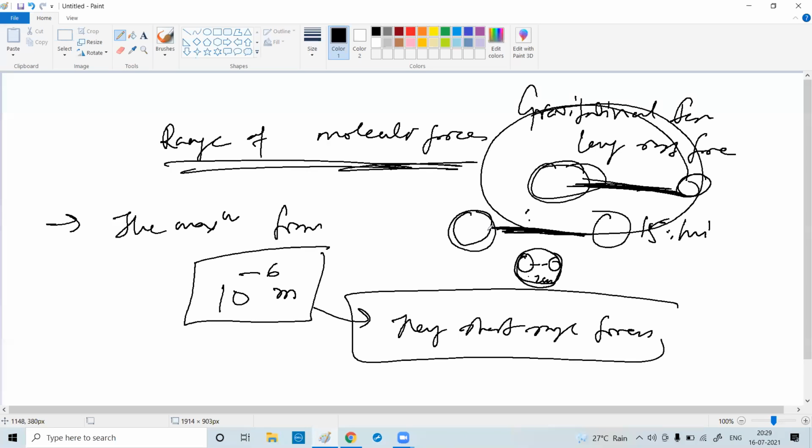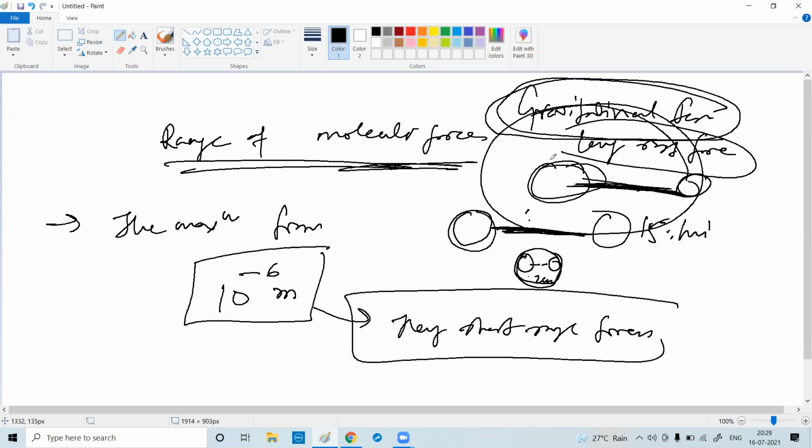Is it clear? Gravitational force is the weakest force, but it is a long range force. Intermolecular forces are much stronger than the gravitational force, but they are short range forces. Is it clear?